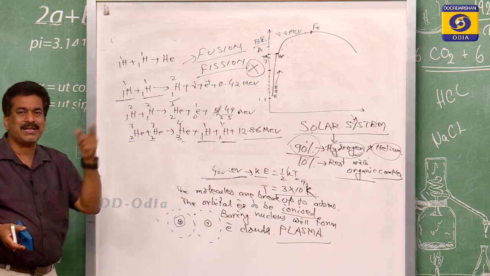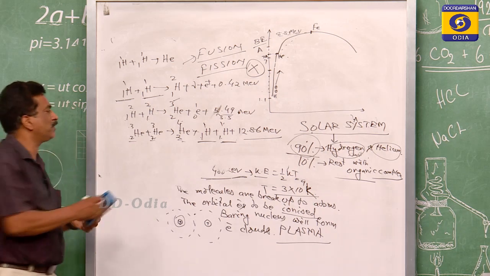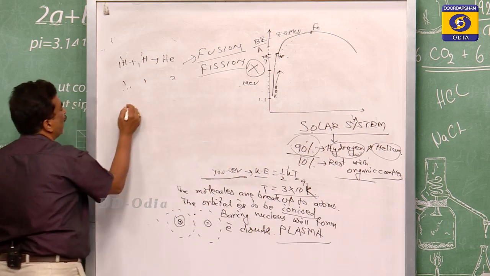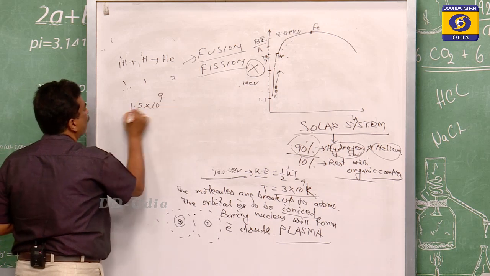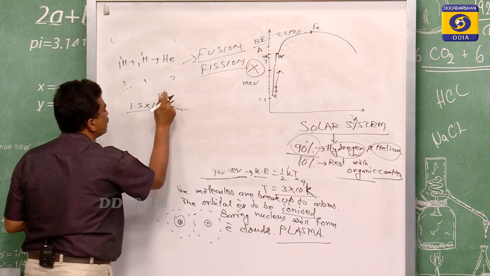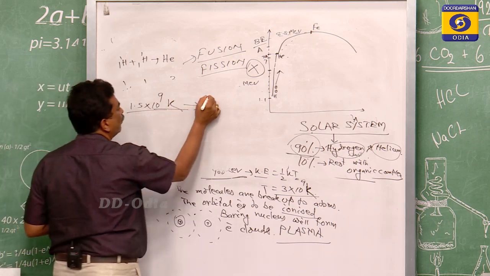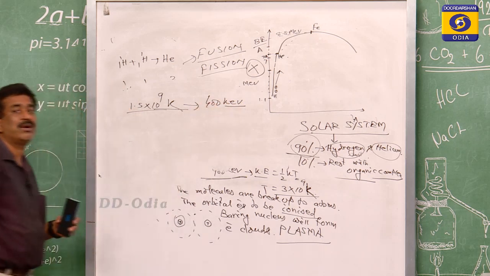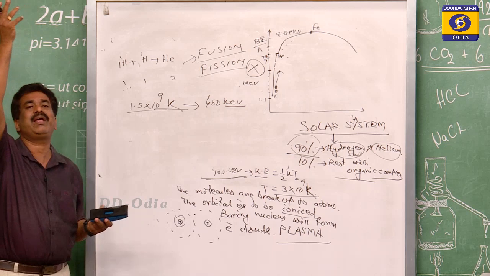If H and H are to combine, it requires a certain amount of energy. What amount of energy is required? That is equal to 1.5 x 10^9 Kelvin. This amount of heating effect is required, and that heating will be provided by the kinetic energy of 400 keV. So how is that temperature created there?